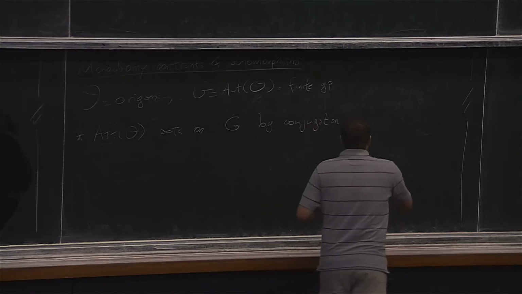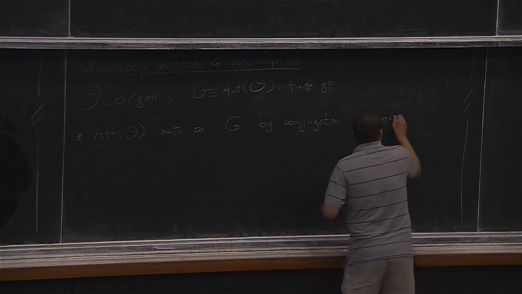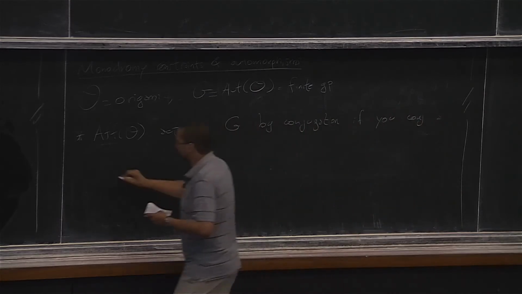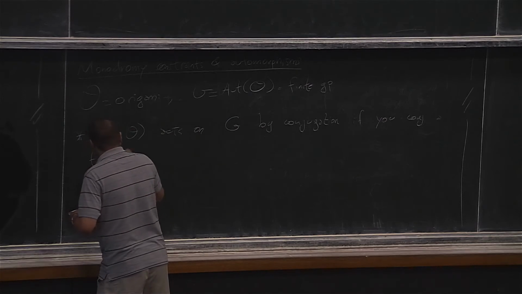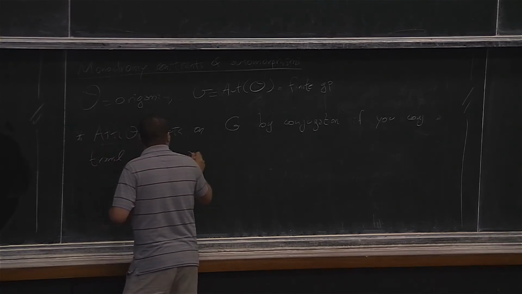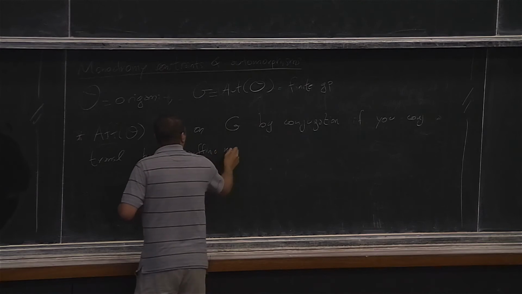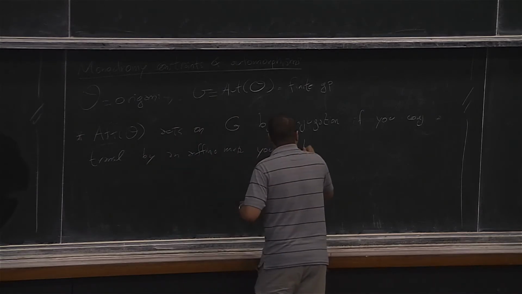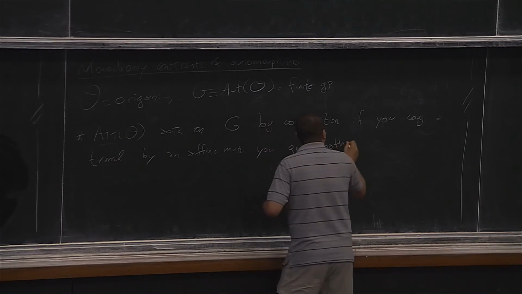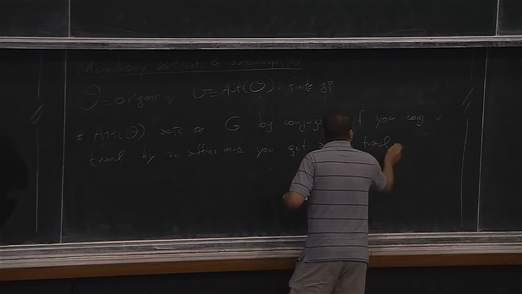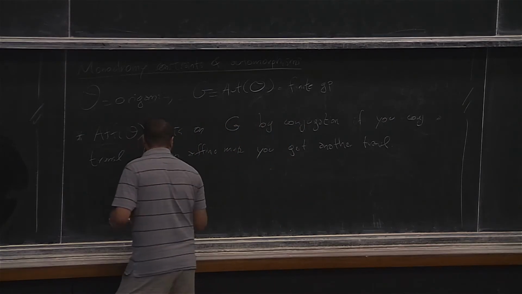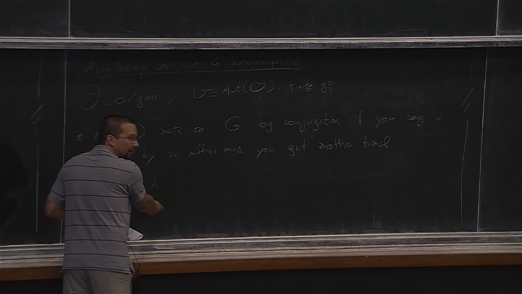Why? The point is that if you conjugate a translation by an affine map, you get a translation. If you wish, you can see that at the level of derivative. So if you take an automorphism, a guy whose derivative is identity, it is a translation.